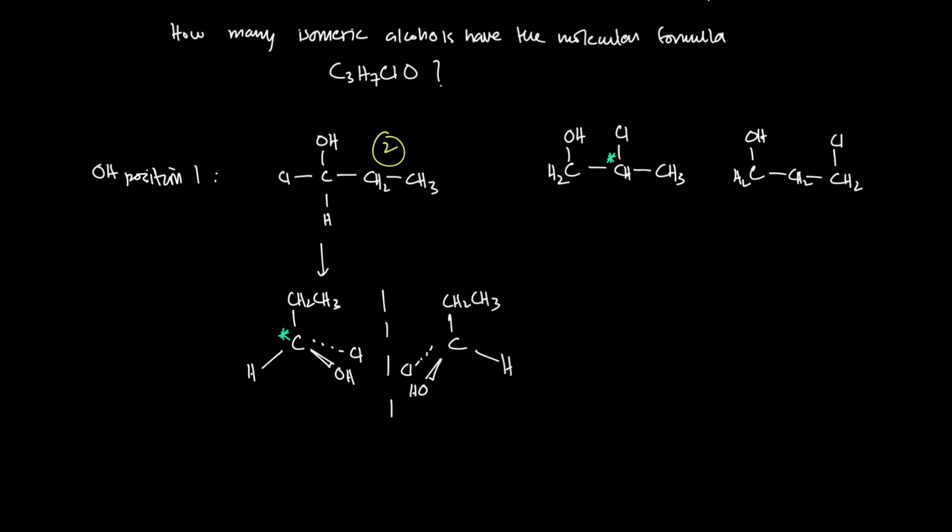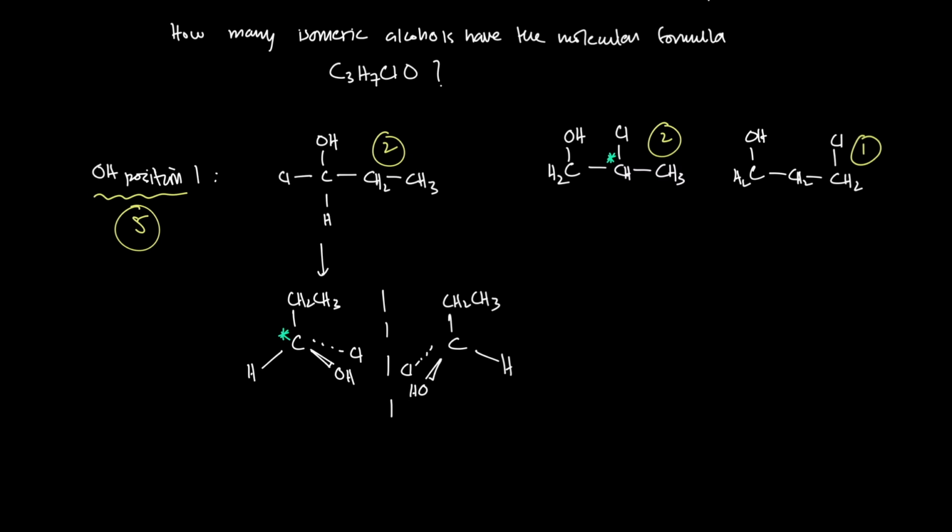So again, this particular structure could be one of two possible optical isomers. Okay, so again, this particular structure represents two different molecules. And then the last one doesn't have a chiral center, so there's only one possibility here. Okay, so with just OH in position 1, you have 5 different possibilities.